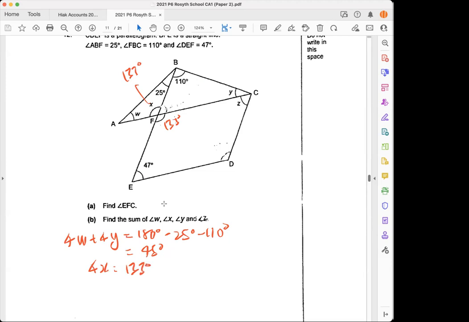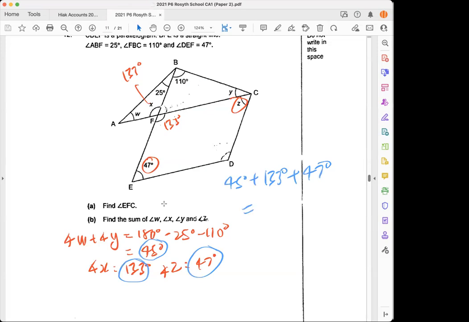Now what about angle Z? Angle Z, this is a parallelogram, right? The opposite angles inside parallelograms are equal. So this will be equal to this. So angle Z is equal to 47 degrees. Okay, opposite angles within a parallelogram are equal. So altogether, W, X, Y, and Z will be 45 plus 133 plus 47. That will give you 225.